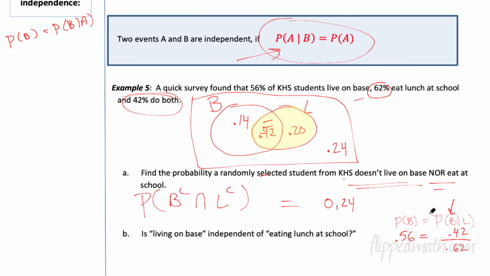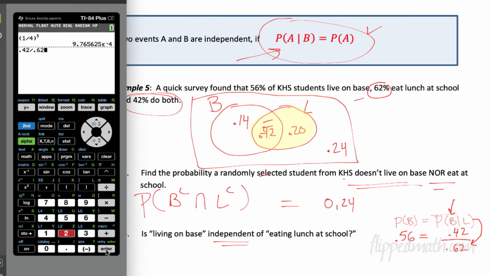I'm going to talk you through that again. We have the probability that you live on base has to equal the probability you live on base given that you eat lunch in school. That's how we do independence. We have to use our independence rule up here. So the probability to live on base, just add those two together. That's in the B. The probability that you live on base given that you eat lunch in school is only out of the lunch. That lunch is right there. That's all the kids that eat lunch. So it's out of 0.62. We need to figure that out in the calculator to see if it equals 0.56. All right, so here we go. Moment of suspense.